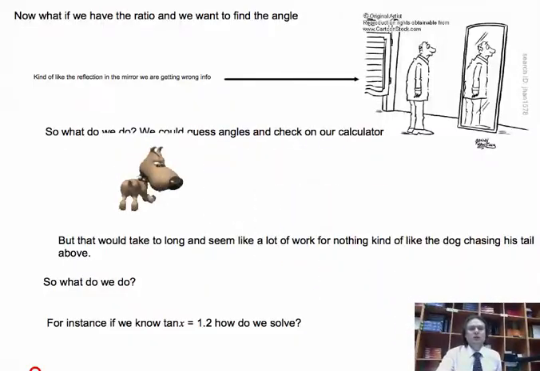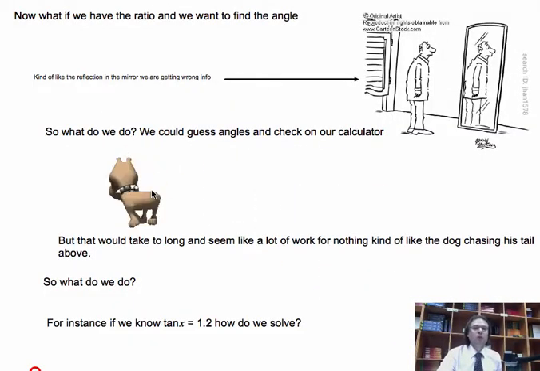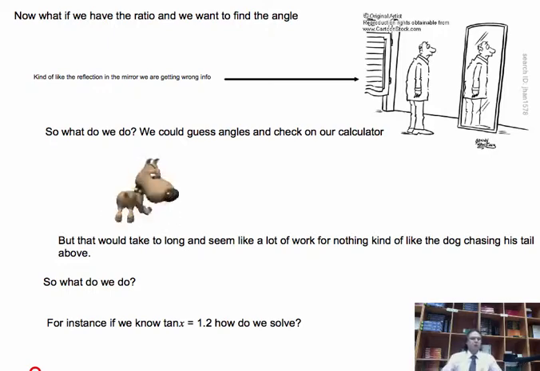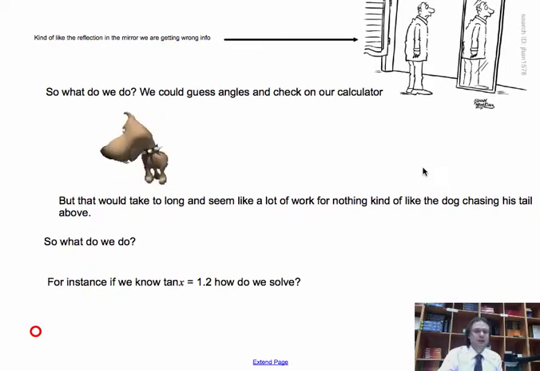Okay? So now, let's say we know what the ratio is, but we want to find the angle. What do we do? So it's kind of like looking in the mirror and getting the wrong info, right? We could always guess and check on a calculator, but that will be like this dog here chasing his tail. It'll take forever. Eventually you'll get there, but you could spend forever guessing. So what must we do? We're going to do something a little bit different. Here's how we solve it.